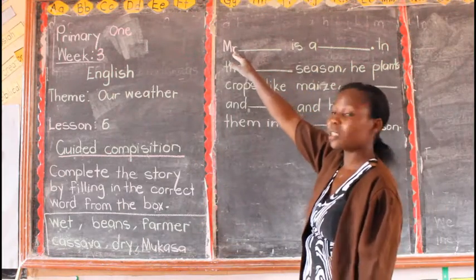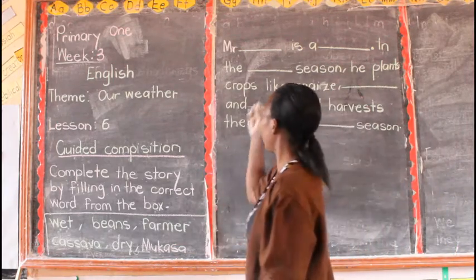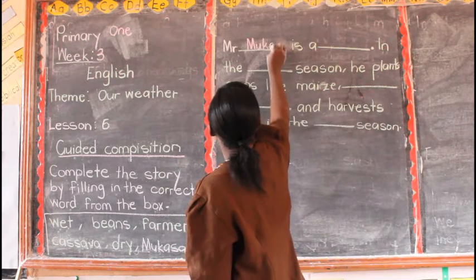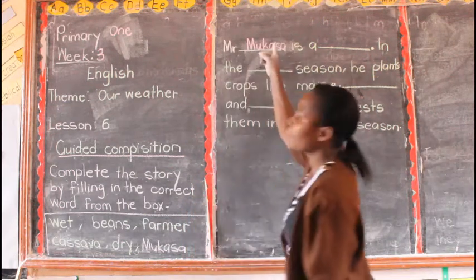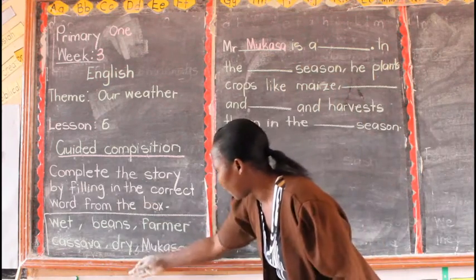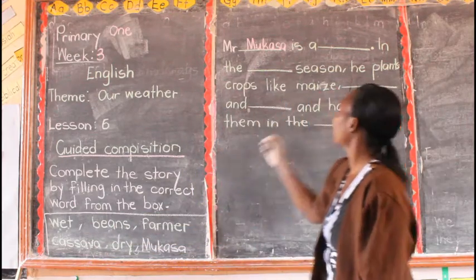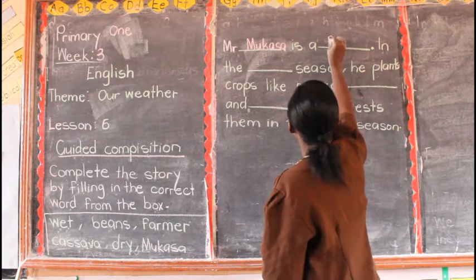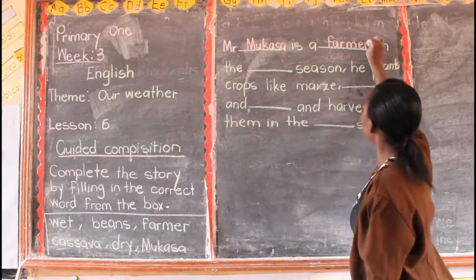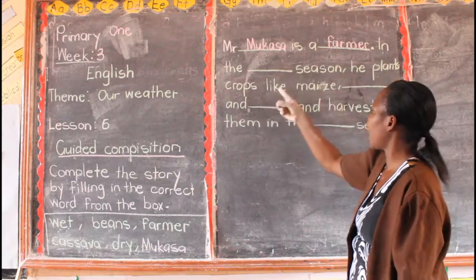Good. This Mr. is calling for the name of a person, meaning that Mr. Mokasa. Mr. Mokasa is a dash. Mr. Mokasa is a what? According to our words here, Mr. Mokasa is a wet, is a beans farmer. Mr. Mokasa is a farmer. Farmer. In the dash season, he plants crops like maize.